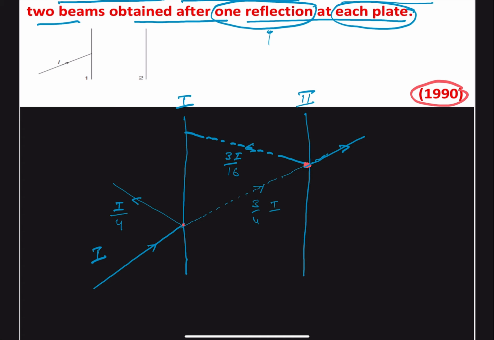which will be equal to 9/16. So this will be 9I by 16. And at this point, once again, it is going to reflect 25%. So we are going to get 25% in this direction, and that will be close to 3I by 64, and the rest will be passing through, and we are going to get this as 9I by 64. So this is the entire reflection as well as transmission through the respective plates.